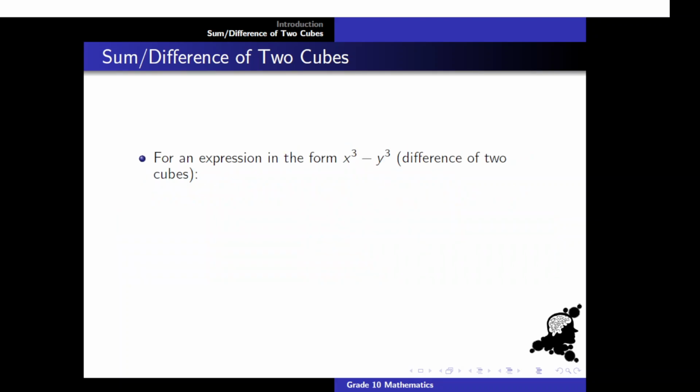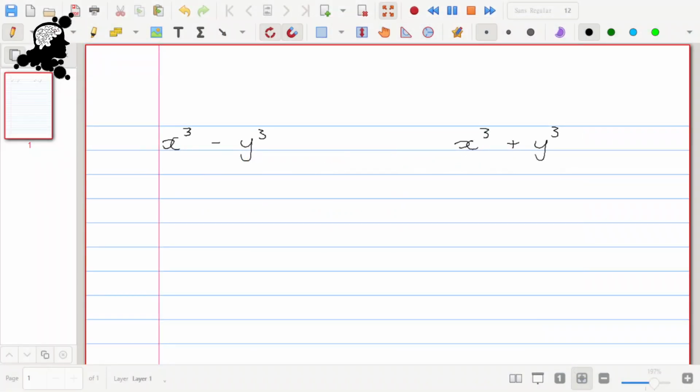So let's say we have an expression in the form x cubed minus y cubed. Both of these terms are perfect cubes, and they have different signs, so it's a difference of two cubes. What would we have here? Our factors would be x minus y into x squared plus xy plus y squared. Let's go to the writing pad and let's actually see how we came to these answers.